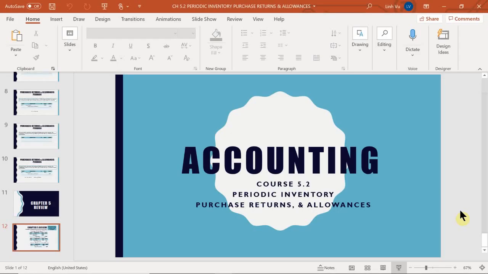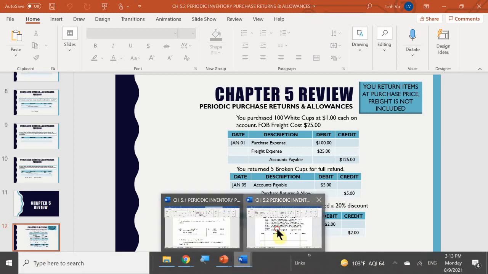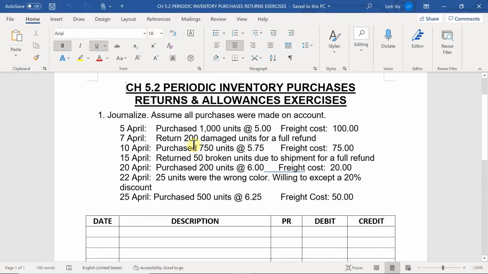Let's go ahead and dive right into the exercises. So here we are, chapter 5.3, purchase returns and allowances for periodic inventory. Question number 1 says, journalize, assume that all purchases were made on account. So let's take a look at the first one.